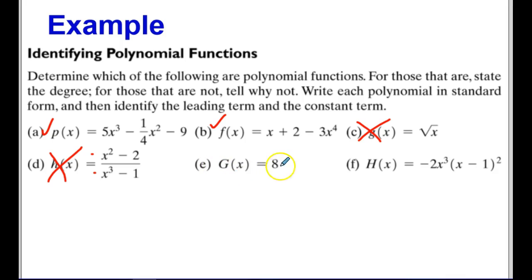This letter E, even though it's just a single number, yes, can be written as a polynomial. So yep, that one works. And then again here, if I expand this out and distribute, I end up with just some values with some exponents. So yep, that one would be a polynomial as well.